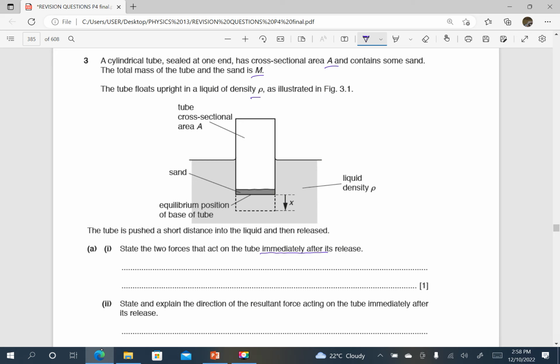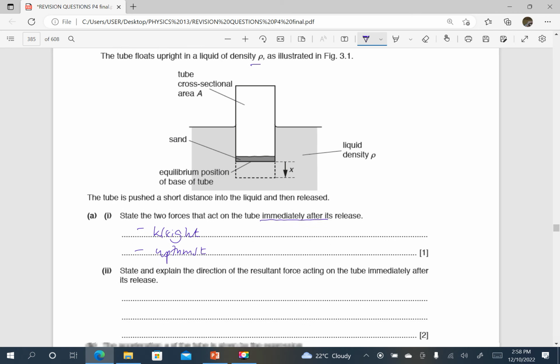immediately after its release. Of course, the weight is there, it has not gone away. Whether it is released or not, the weight is there. But immediately it is released, of course, it experiences an upthrust force. Upthrust due to the liquid.